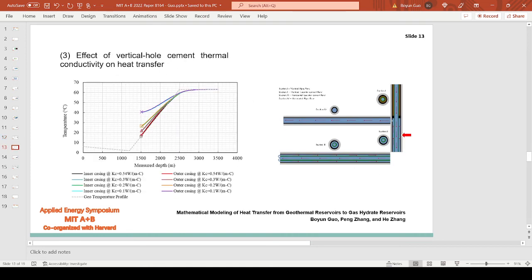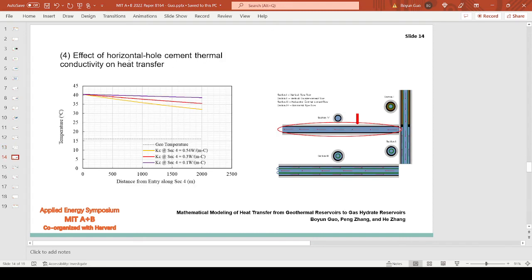Third, we investigate the effect of vertical hole cement thermal conductivity on heat transfer. We talk about the cement thermal conductivity in here. We want to have a low conductivity so that we do not lose a lot of heat. When we reduce the thermal conductivity of the cement from 0.54 down to 0.1, the delivered temperature increases from 18 to 40 degrees because of better insulation.